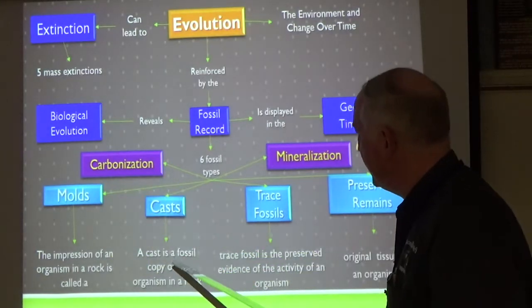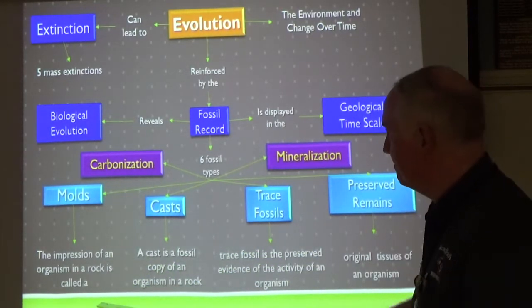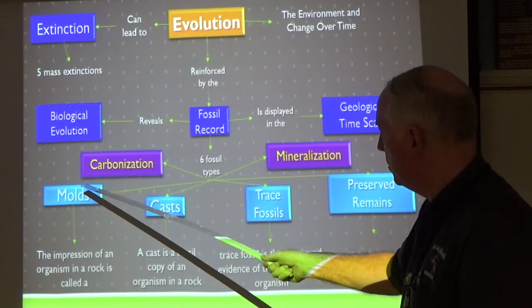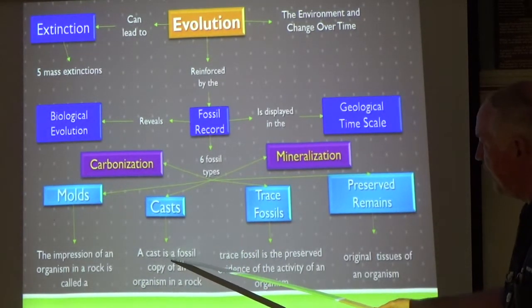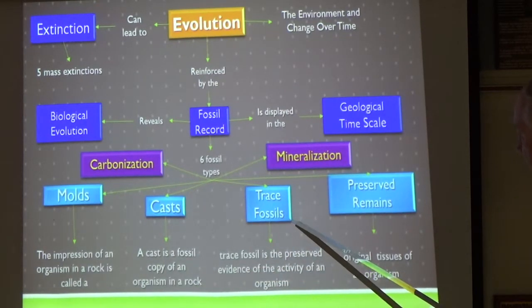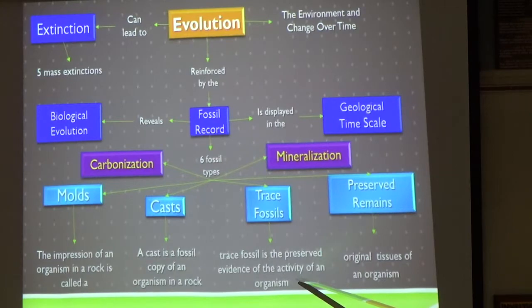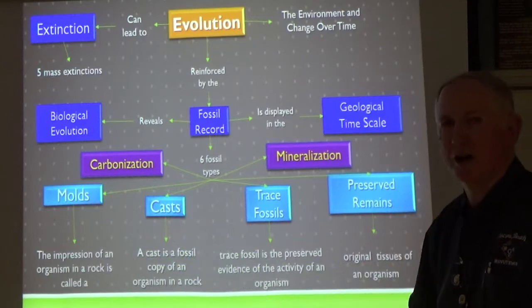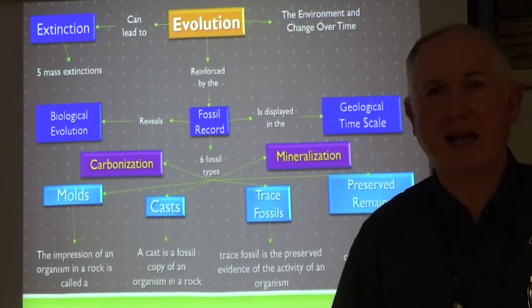Since I get molds and casts confused, I put those in. The impression of an organism in a rock is called a mold. A cast is a fossil copy of an organism in a rock. Trace fossils are the preserved evidence of the activity of an organism. And preserved remains, the original tissue of an organism. Of course, I don't have definitions for mineralization or carbonization, but you can add that.